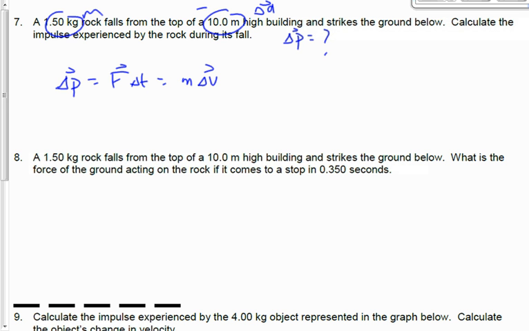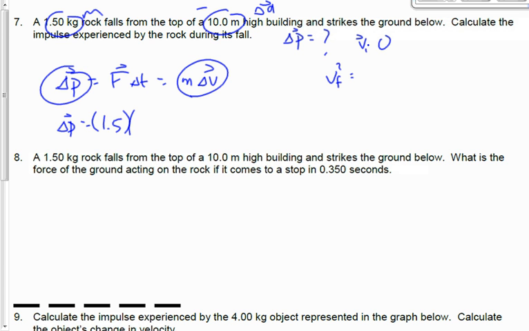The time we could find here. Plug it into F times T. Or we could just simply use this part of it and say 1.5 times what's VI? What's VI here? 0. What's VF? How about this? Neg 10 there. What do we get for that VF?